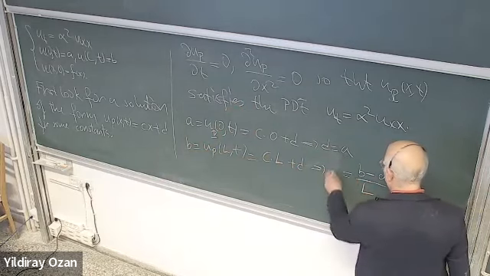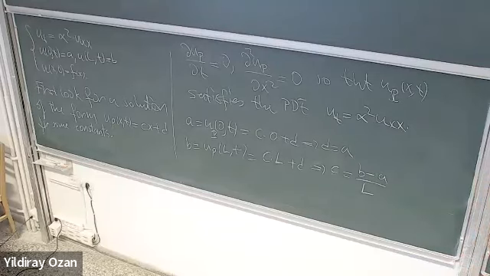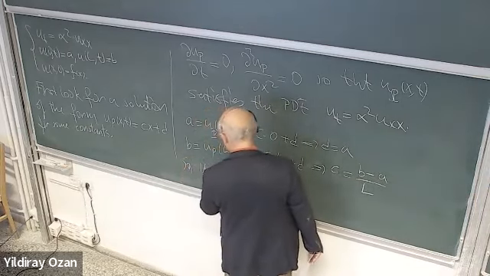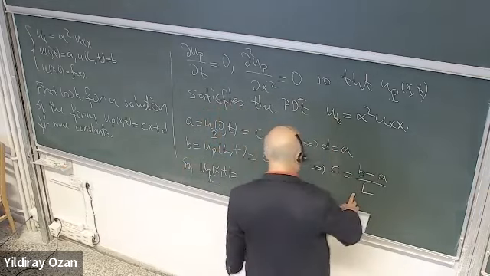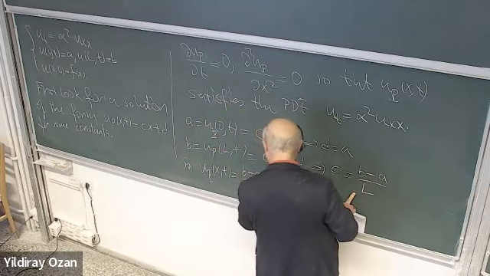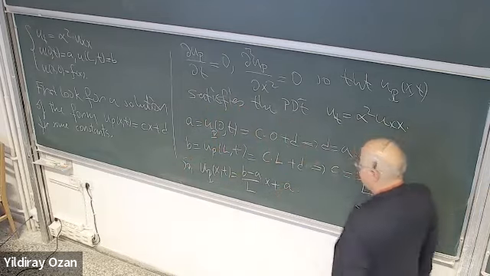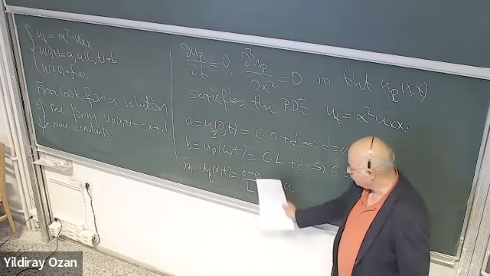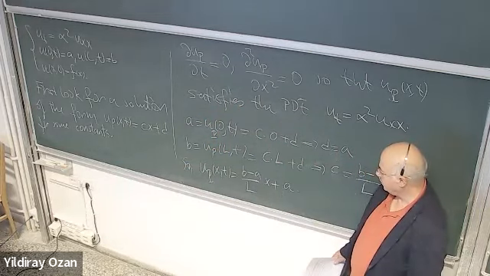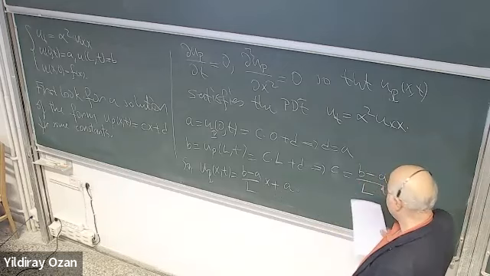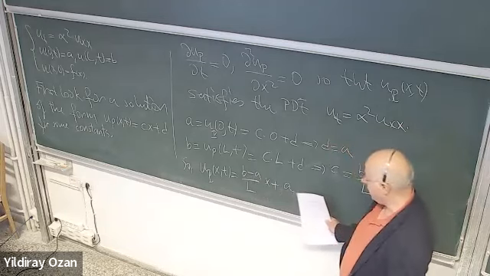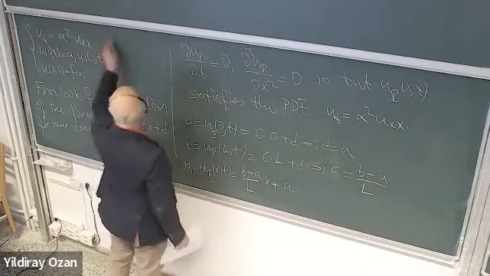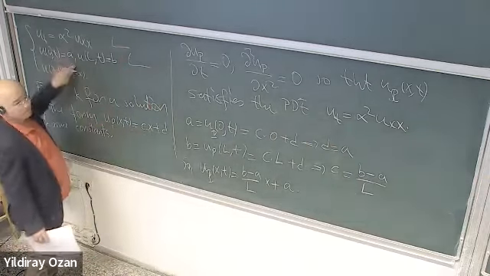I'm looking for C, right? C will be this. So u_P(x,t) is what? Cx plus D. C is just this: (B minus A) over L times x plus A. Indeed, if you plug x equals 0, you get A. If you plug x equals L, you get B minus A plus A, which is B. Okay, so this thing solves this and this one.